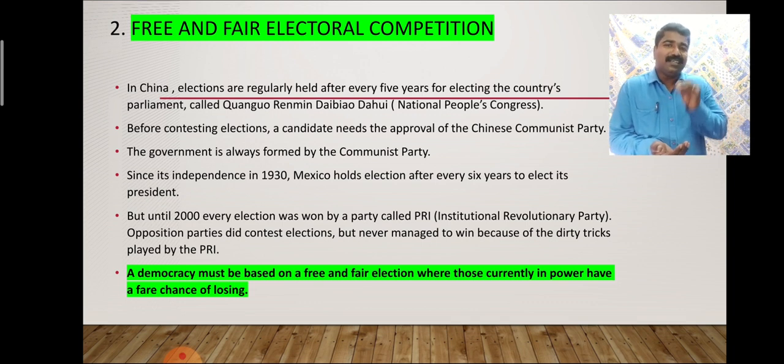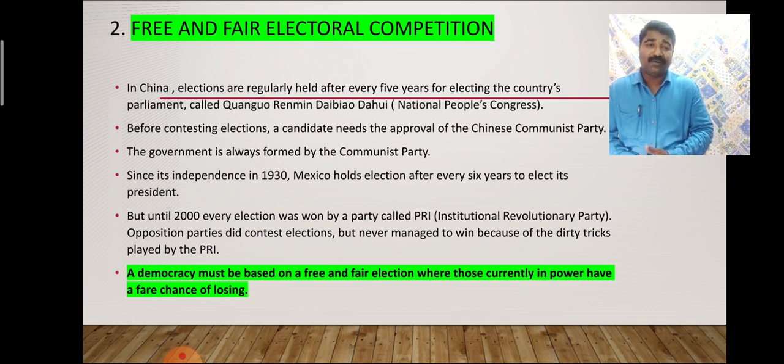Then what is needed? What should be the feature of a democracy? A democracy must be based on a free and fair election, where those currently in power have a fair chance of losing. If you are a ruling party, there should be a chance that you lose next time. Then only does democracy work. If you are playing dirty tricks and winning again and again, we cannot call that a democracy. This is the second feature of democracy.